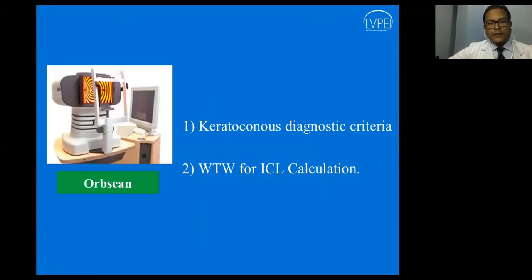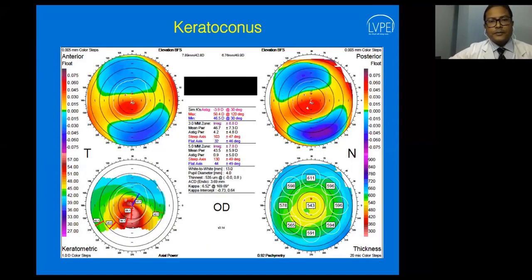The OPSCAN is one of the trusted, tried and very familiar units in many clinical ophthalmology practices. It has been there for quite some time and it has evolved from the first Jenner to the OPSCAN 2Z, and now there's OPSCAN 3. The diagnostic criteria for keratoconus are very specific. In addition, there is also a white-to-white, which is very helpful for calculation of implantable collamer lenses.